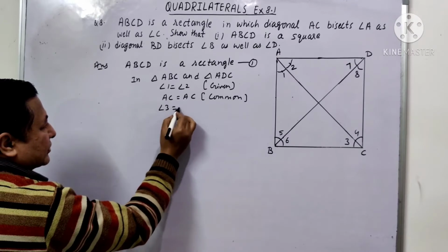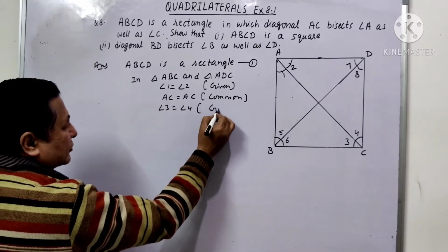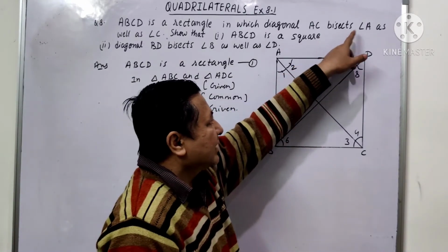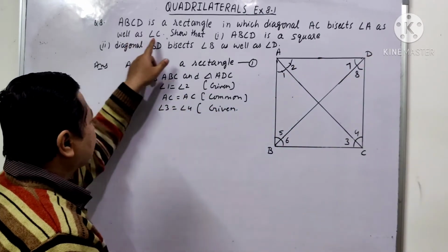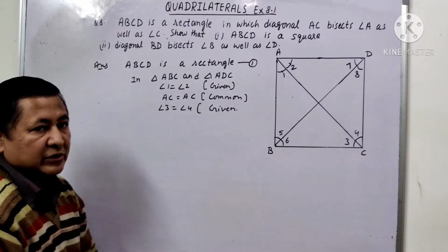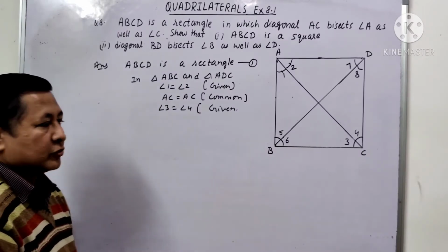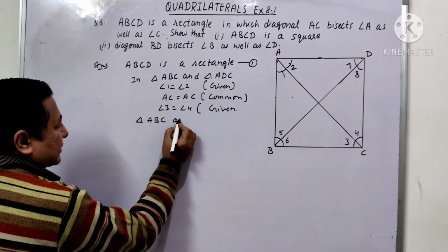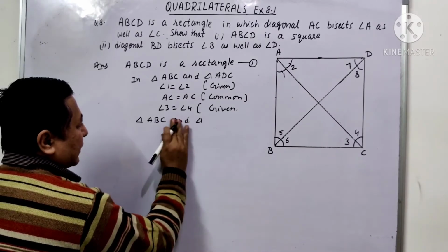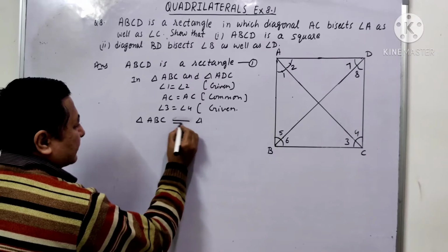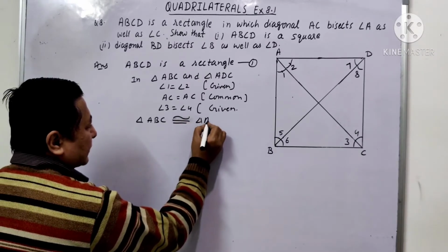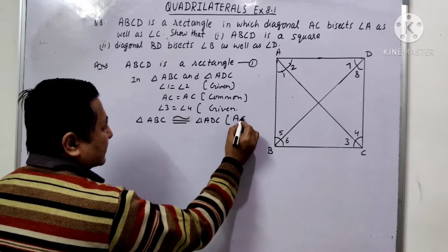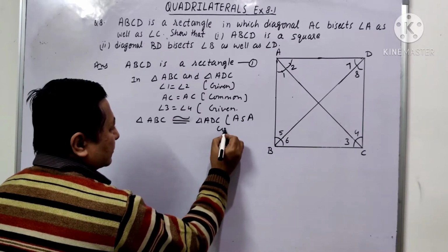Similarly, angle 3 is equal to angle 4. This is also given in the question: you can see AC bisects angle A as well as angle C. So angle 1 will be equal to angle 2 and angle 3 equal to angle 4. So now these two triangles, ABC and ADC, are congruent by the rule known as angle side angle congruence rule.